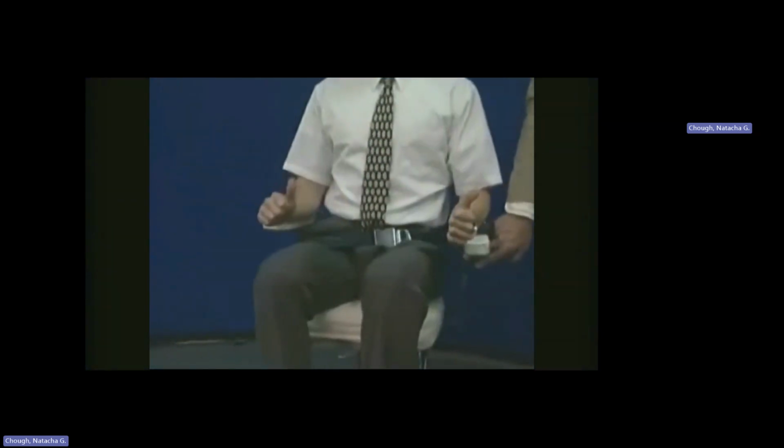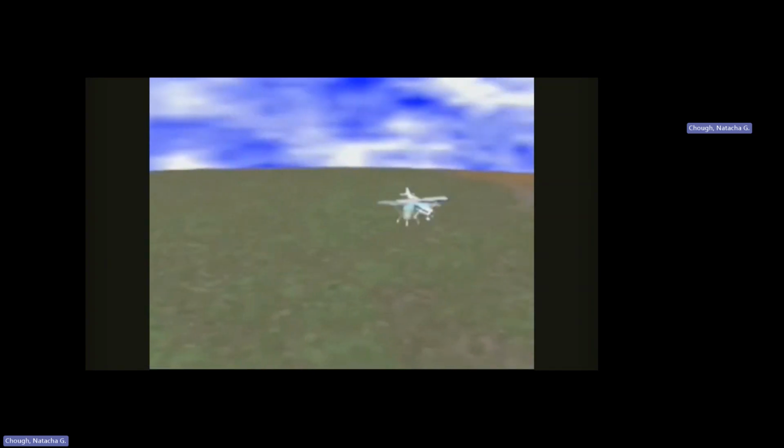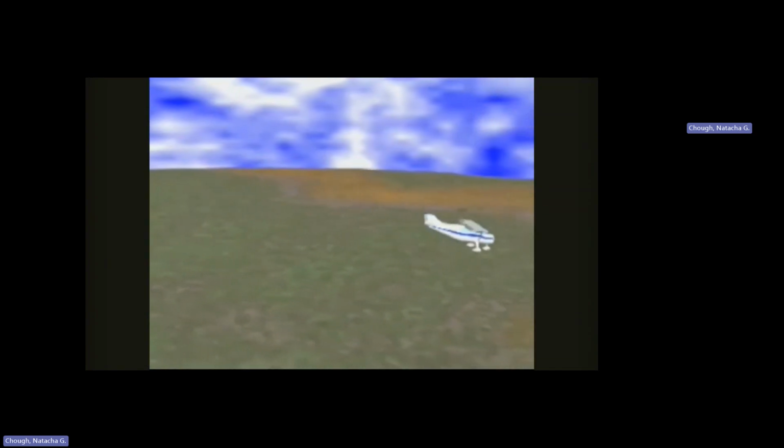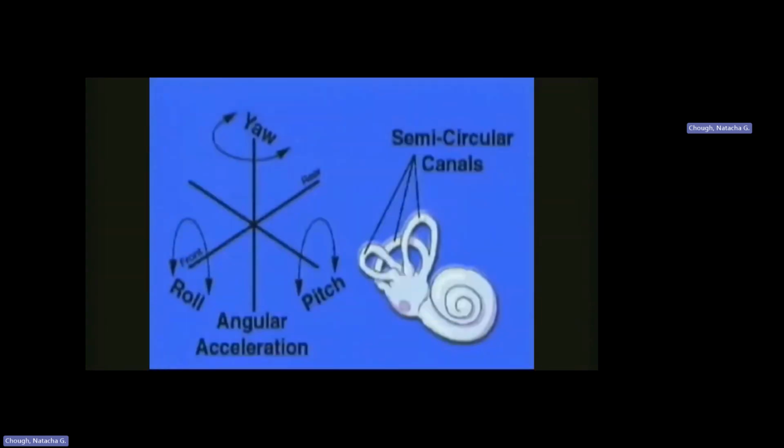As the chair is brought to a sudden stop, the canal fluid continues to move for a short period of time, and the hair cells are bent to the left. This gives the subject the illusion of turning opposite the original direction. If this sensory illusion is believed, you may try to counteract it by inappropriately turning the aircraft in the original direction.